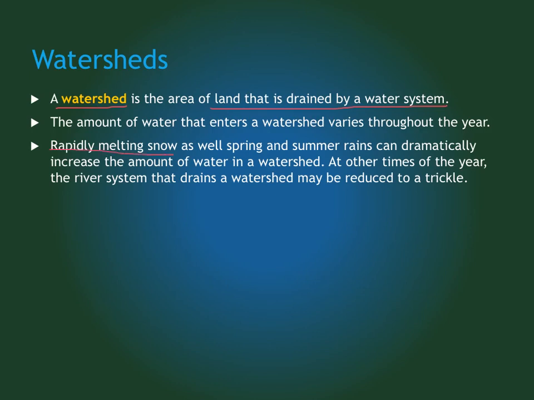Melting snows and rains can increase and decrease the amount of water in a watershed. The more melting snow and the more rain there is, the more water is being drained by the watershed. At other times of year, dry times of year, there might be very little water getting drained from that watershed because there's just not a lot of water falling into it or melting into it.